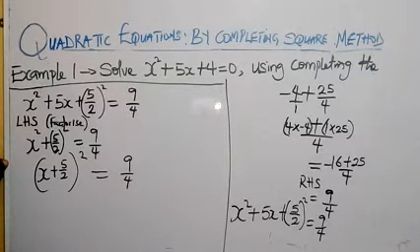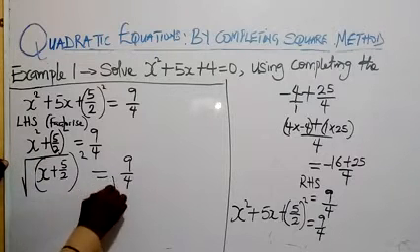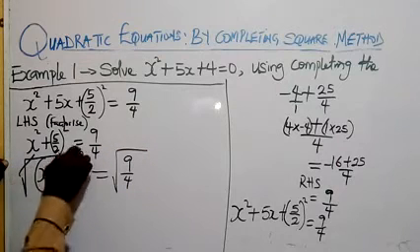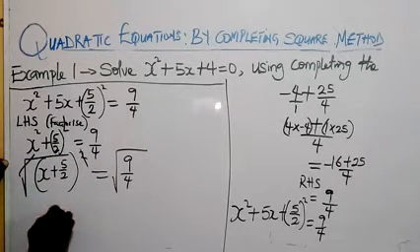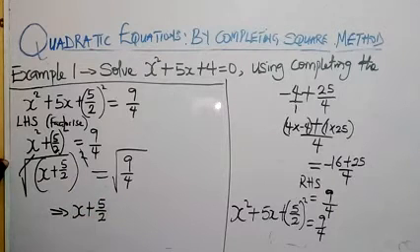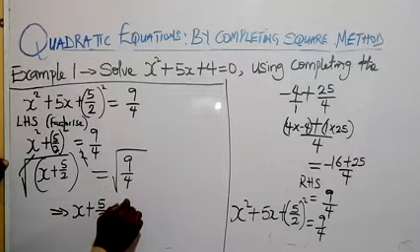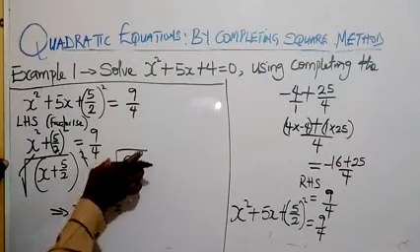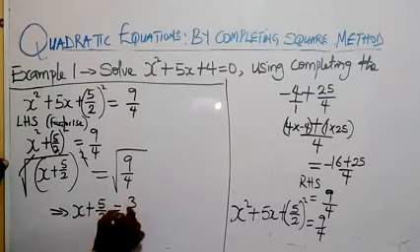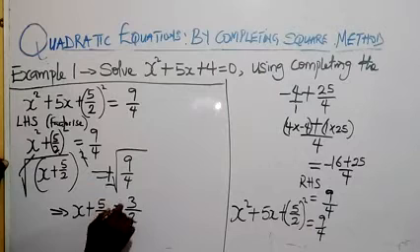Now the next thing we need to do is take the square root of both sides. Therefore, this will cancel this. So we have x plus 5 over 2 equals the square root of 9 over the square root of 4. What is the square root of 9? 3. Find the square root of 4. 2. Don't forget, the value of a square root is plus or minus.